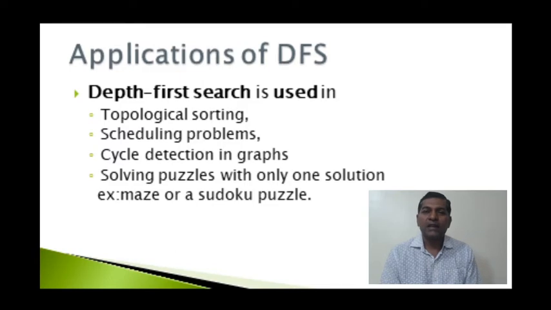If the cycle exists in the graph, then we will have to decide which particular problem solving method should be applicable for that. We also use this depth first search algorithm for solving puzzles with only one solution. There are puzzles where we have multiple solutions, but we cannot use this algorithm for that. Whenever only one solution for a puzzle exists, then we can use this depth first search method. Some examples are maze or Sudoku puzzles.